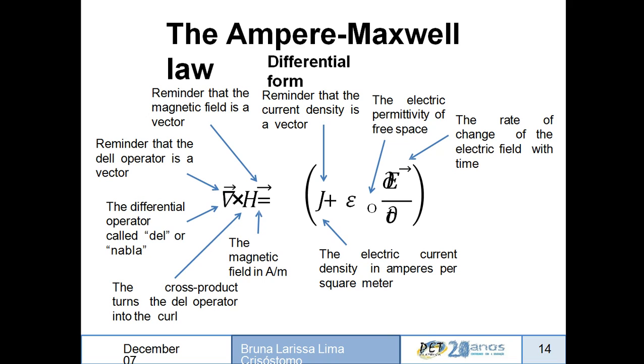Now using Stokes' theorem, we get del cross H is equal to J. It means the curl of the magnetic field strength is equal to the total conduction current density. But as we can see, we have a problem with the postulates.